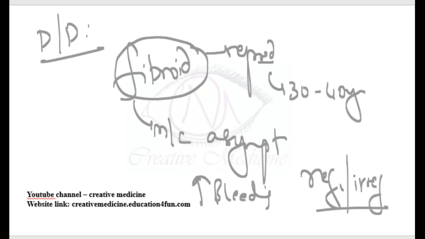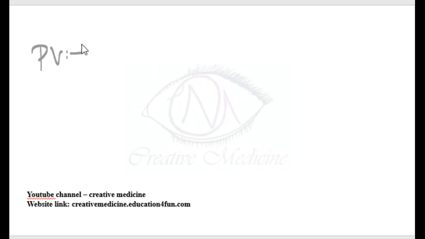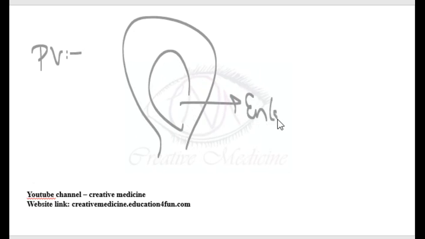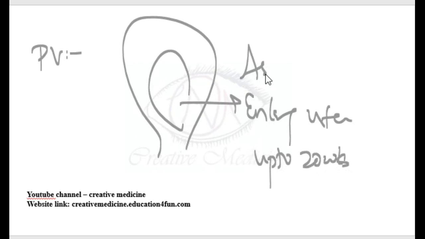Per vaginal examination: in per vaginal examination, there is an enlarged uterus corresponding up to 20 weeks of gestation. These are asymmetrically enlarged, non-tender except in case of degenerations.